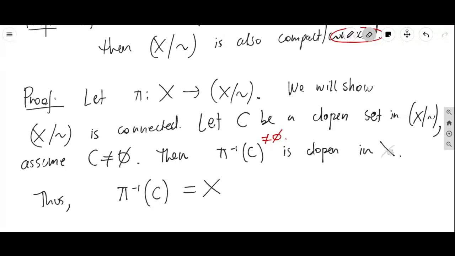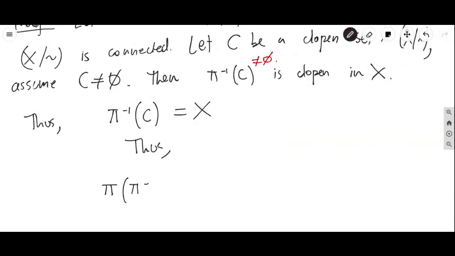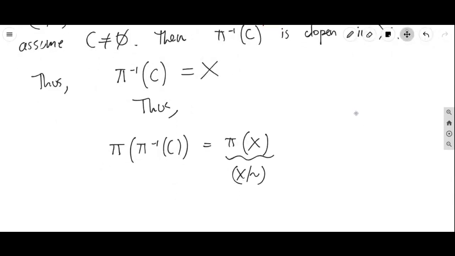Now, because X is assumed to be connected, the only clopen sets are X itself or the empty set, but it's not the empty set. So pi inverse of C is equal to X. And now you apply pi to both sides. So thus, pi of pi inverse of C is equal to pi of X. And pi of X, the image of X, is the quotient space, because pi is a surjective map.